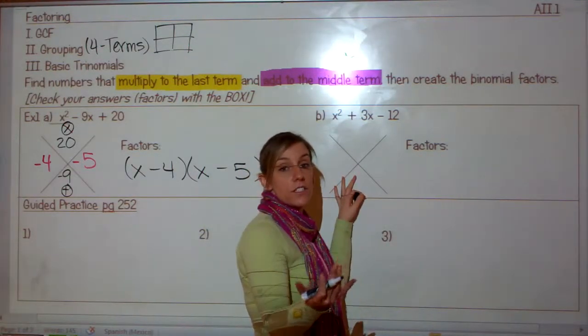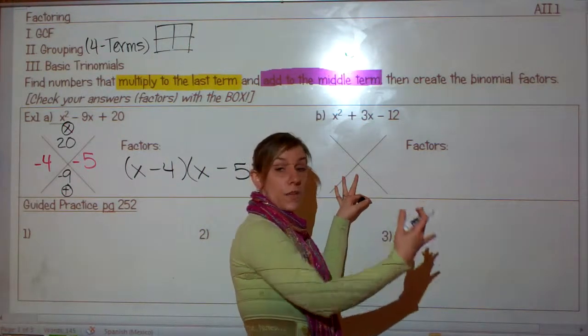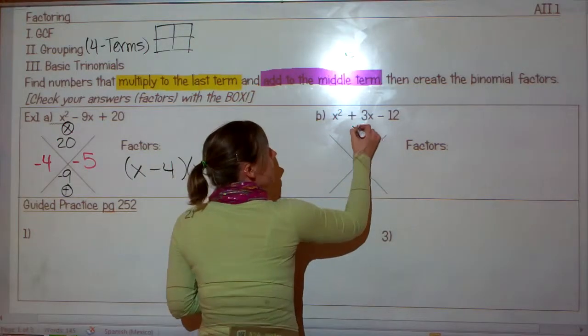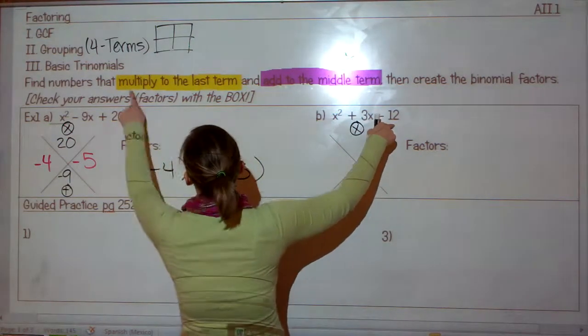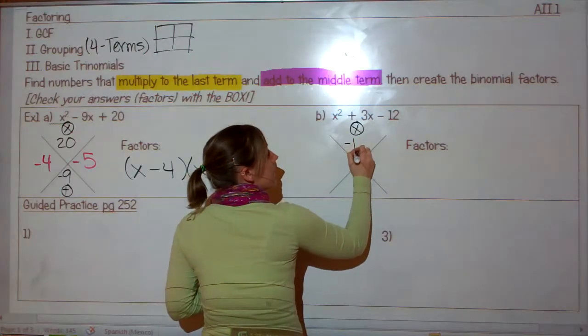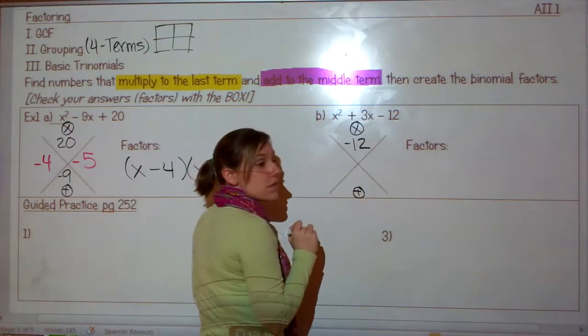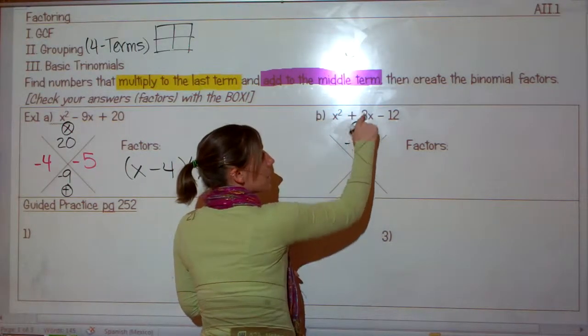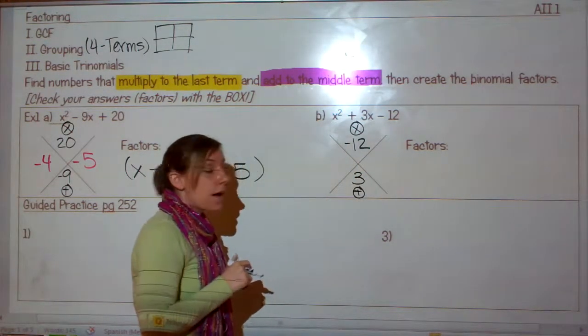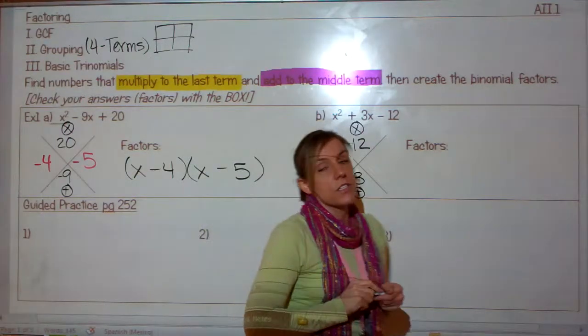If you want to try it yourself and then compare what I do, or if you want to listen one more time, we're going to multiply to the last number. That's what it says, multiply to last. So that would be a -12. Just be careful with your sign. And then we're going to add to the middle, and the middle in this case is positive, so it's +3. So then you sit and think of your factors.